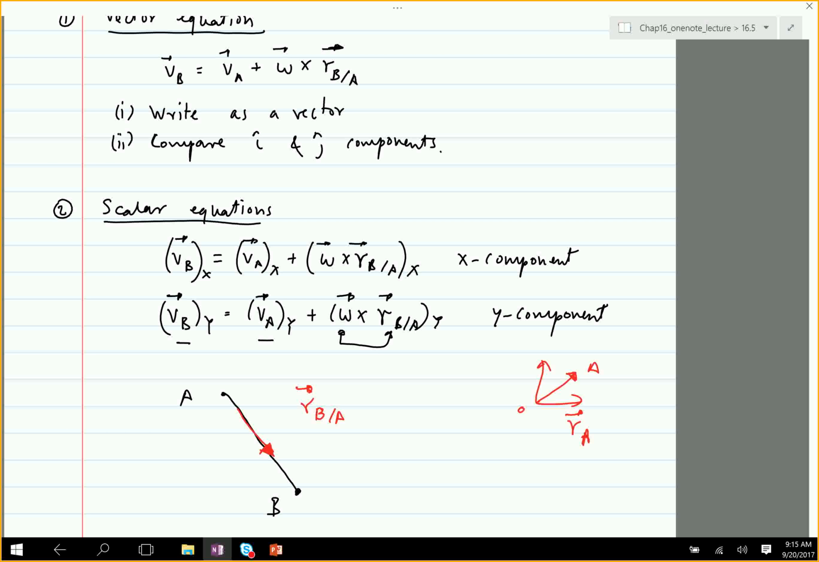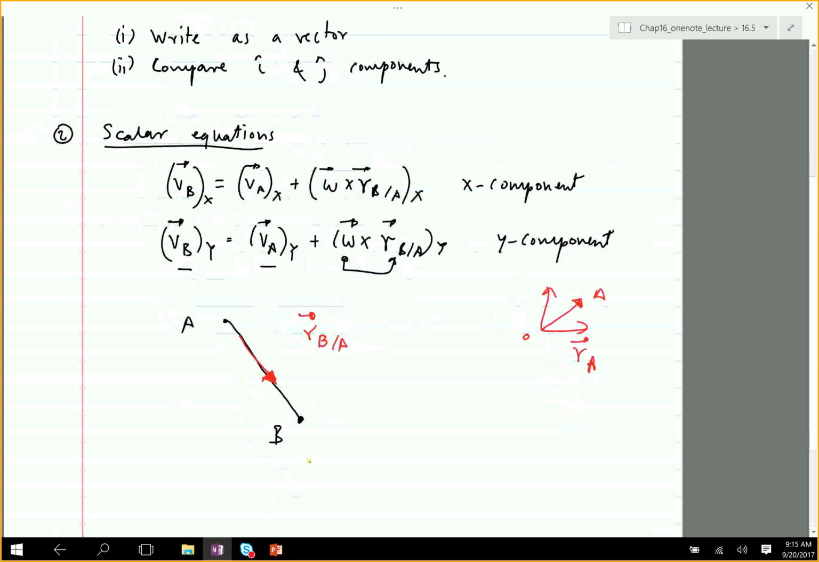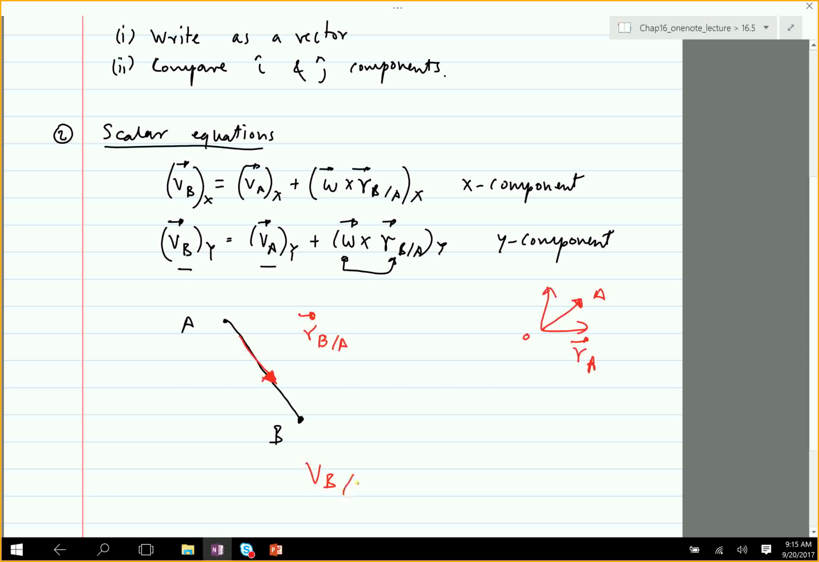Okay, so I'm going to tell you how to find the VB with respect to A. VB with respect to A is omega AB cross RB with respect to A. Omega is always in the k direction, right? Which means that it points outside, right? Let me draw that here.